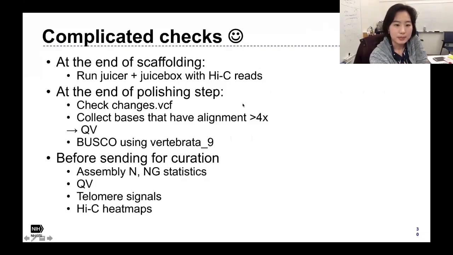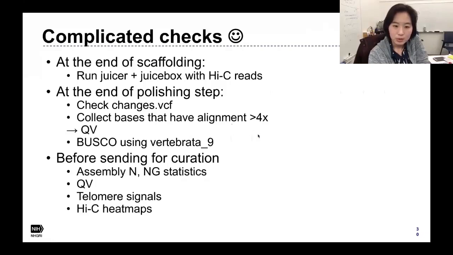And at the end of each polishing step, you can do this too. You can check the VCF file. I know that Arrow and Long Ranger Freebayes both produce VCF files containing the changes that got applied. And also from the BAM file, you can collect the bases that have a certain minimum amount of alignment, and from that, you can calculate the QV.